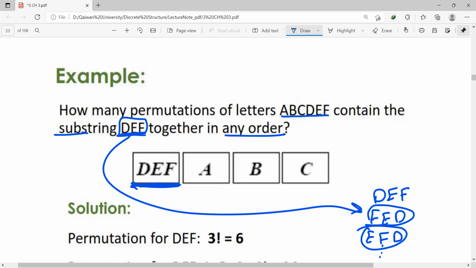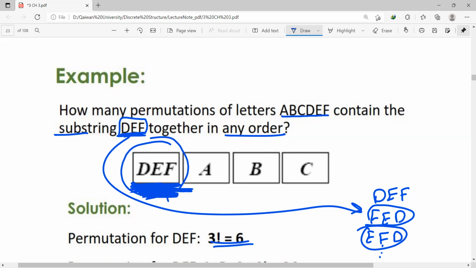We say these 3 letters must always be together in any order. Here we have permutation for D, E, and F. How many permutations do we have? It's 3 elements. So how many permutations for 3 elements? We say it's n factorial. As we have 3 elements, it is 3 factorial. So the permutations for this one is 3 factorial. It's 6.